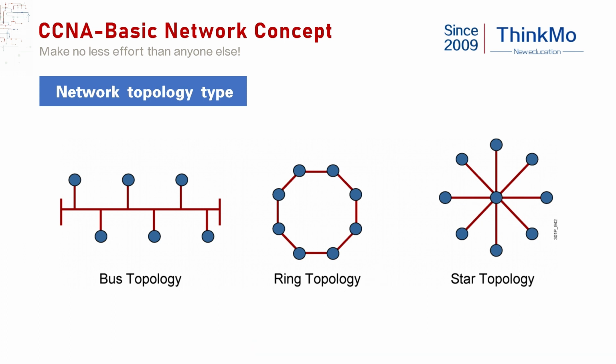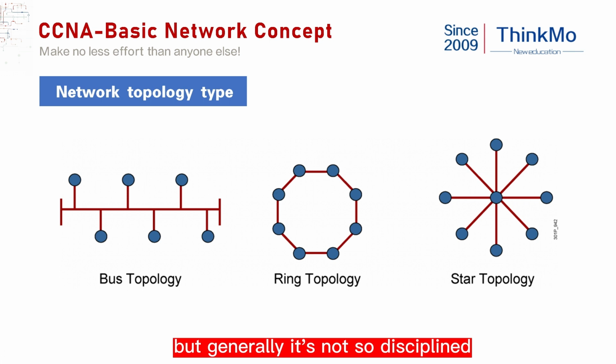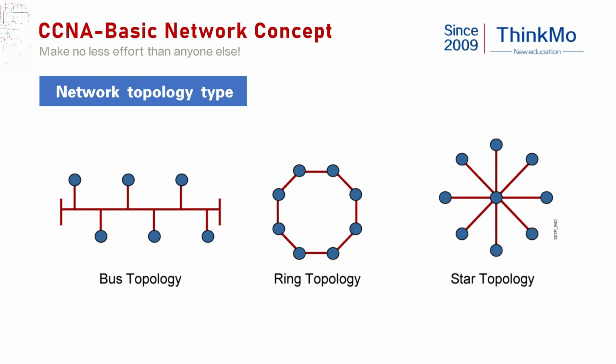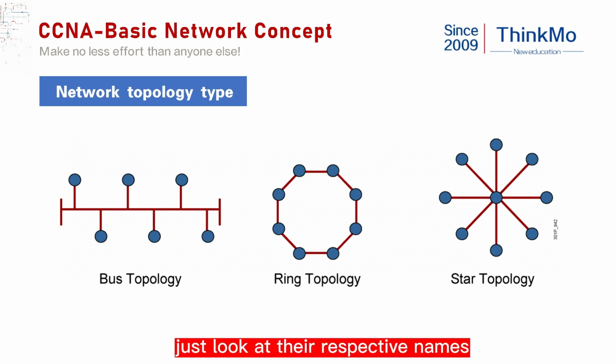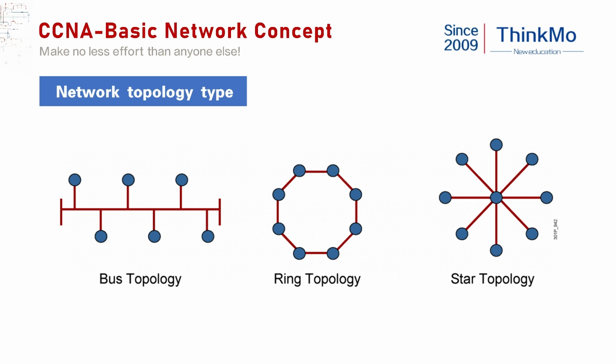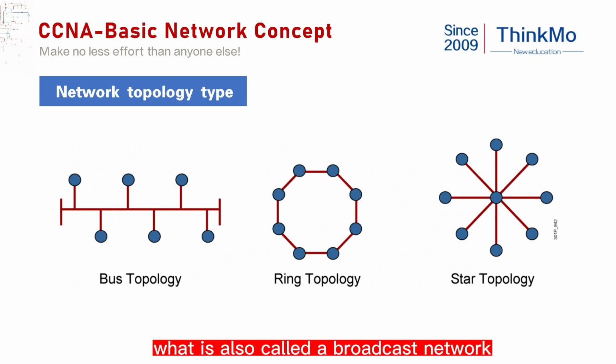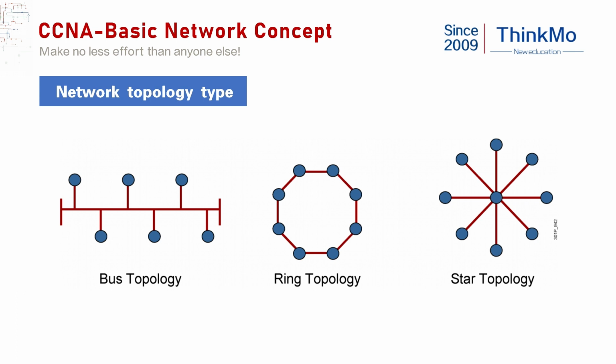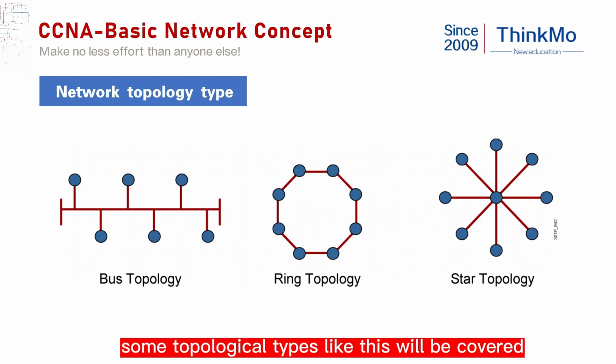Roughly like this. But generally it's not so disciplined. It's not that your network has to be built this way. Just look at their respective names. Because in the future, we will often come into contact with this star network on my right. This is what we are most exposed to, also called a broadcast network. Later, when talking about OSPF, some topological types like this will be covered.